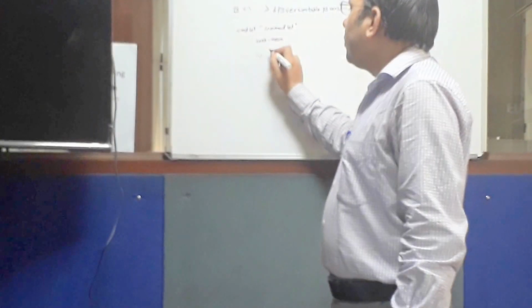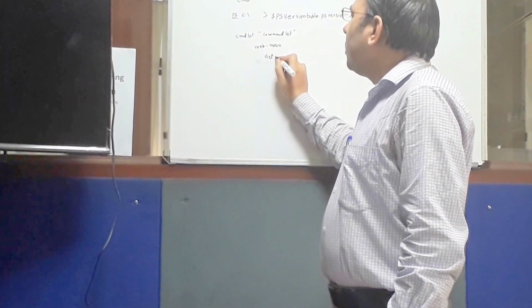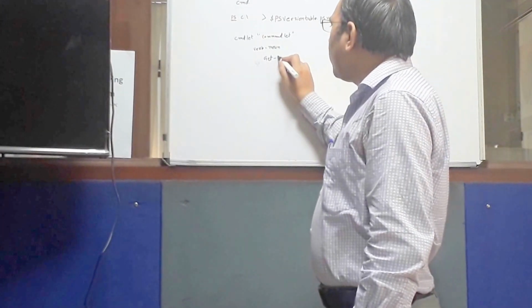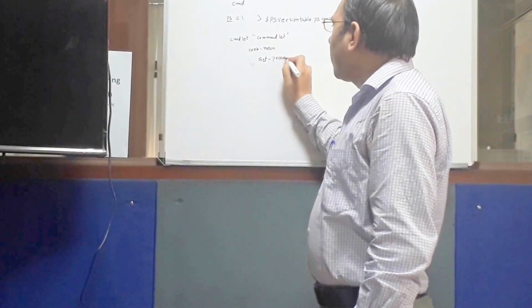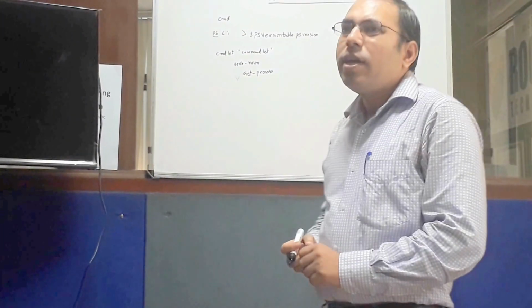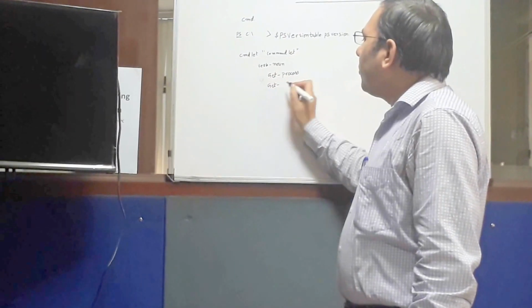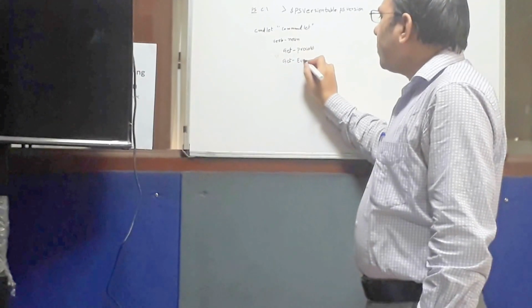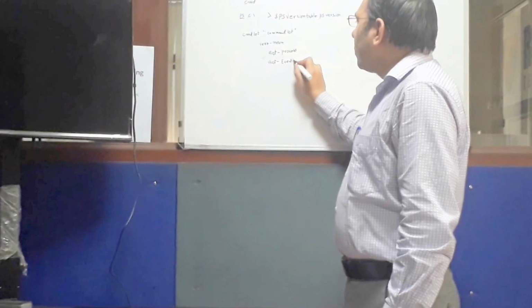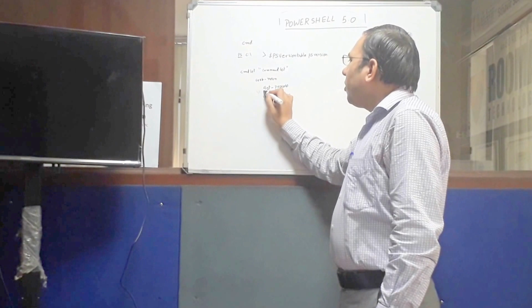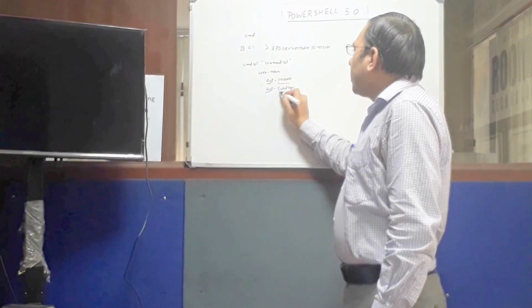So the verb we will use is called Get. And you want to know what processes are running on your system, so you will say Get-Process. Same way, you want to know the event logs generated by your system. So you want to get it, and you will again use Get, and you will say Event Logs. So this way you can understand Get is a verb and this part is a noun.